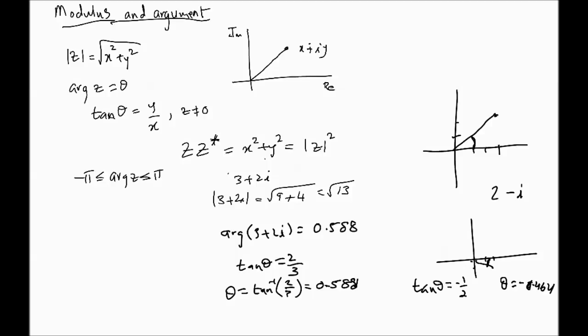So whenever you're calculating the argument, it's a good idea to quickly draw the actual complex number on its Argand diagram, and then you can get a quick idea of what to expect from the angle. All right, I'm going to stop there. Those are the basics. We continue next video with the polar form of a complex number.